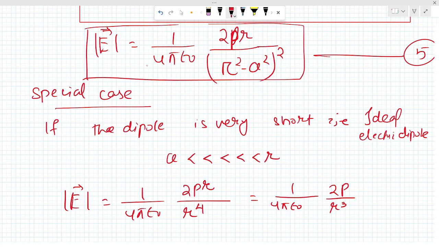So for today I will end this lecture, and in the next lecture I will discuss the electric field intensity at any point on the equatorial line of the electric dipole. That is also a very important long question for your annual examinations and for concept clarity also.